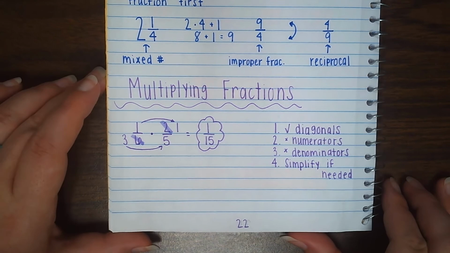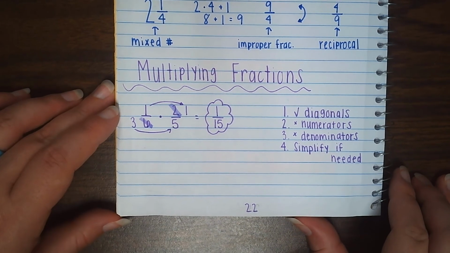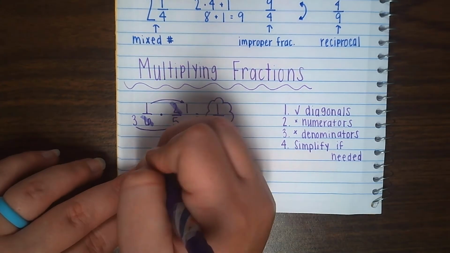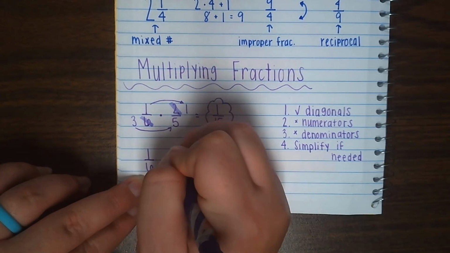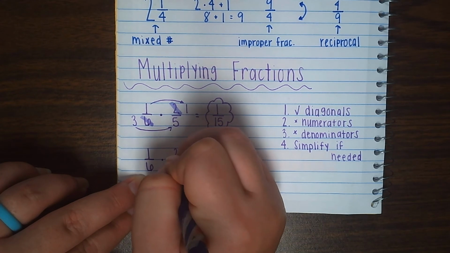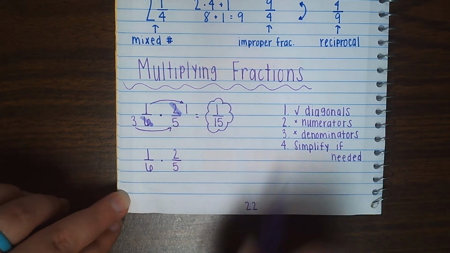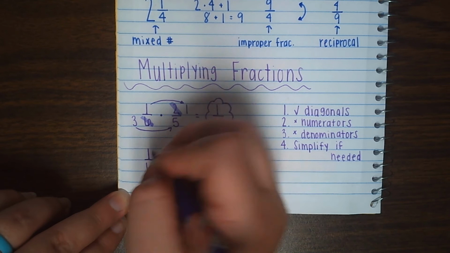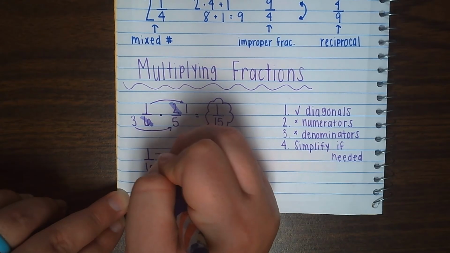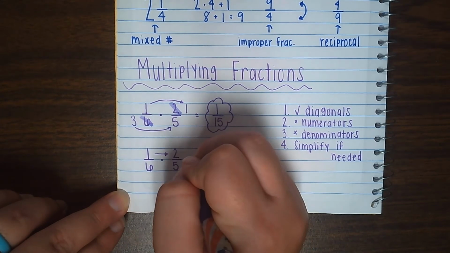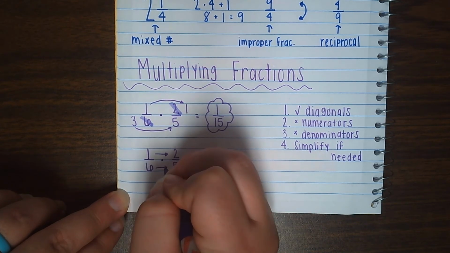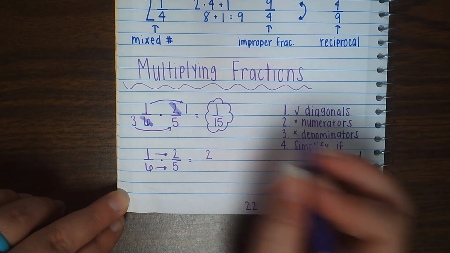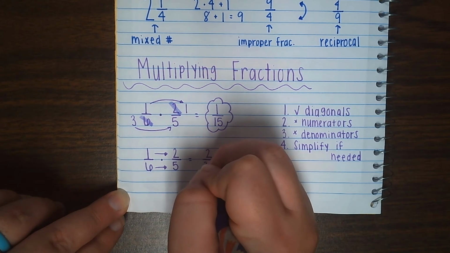Now, just for an example, for those of you who are not comfortable with checking your diagonals, if I had 1/6 times 2/5 and I skipped step 1, I could. Then I would go straight to step 2. 1 times 2 is 2. Step 3, 6 times 5 is 30.